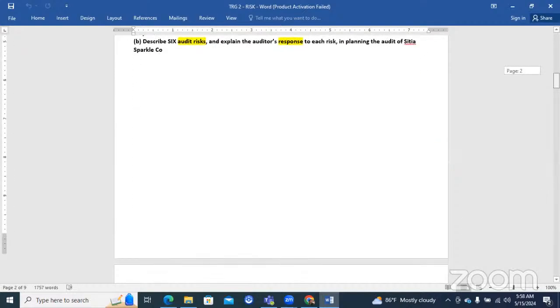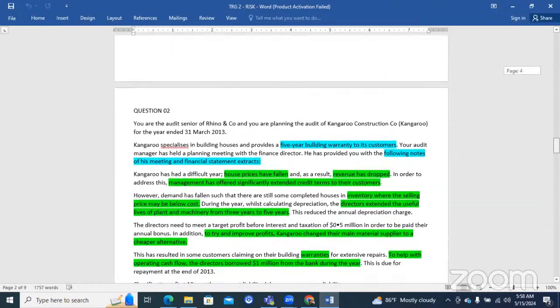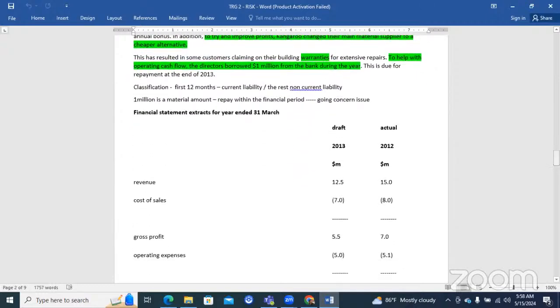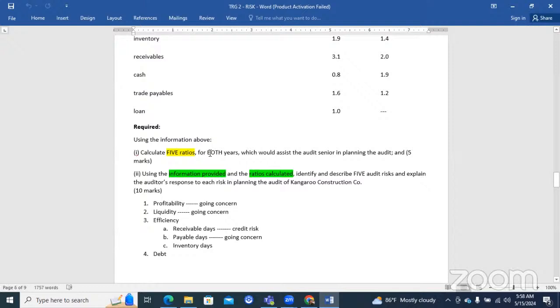At the same time, if I take the next question, see, they gave a financial statement extract. So when they give a financial statement extract, definitely question number 1 is ARP. See here, calculate 5 ratios. Then from the information provided in the scenario and the ratios calculated in ARP, identify audit risk and response to audit risk. So here students, there are certain relationships we should understand.